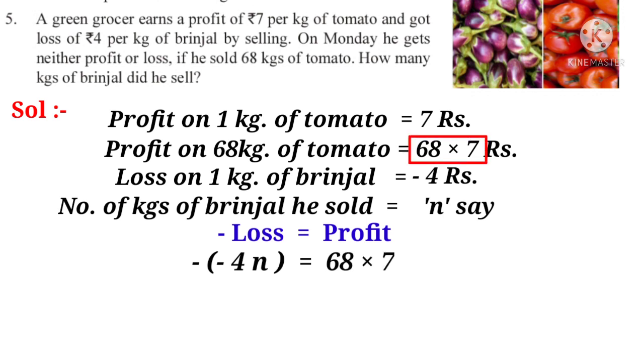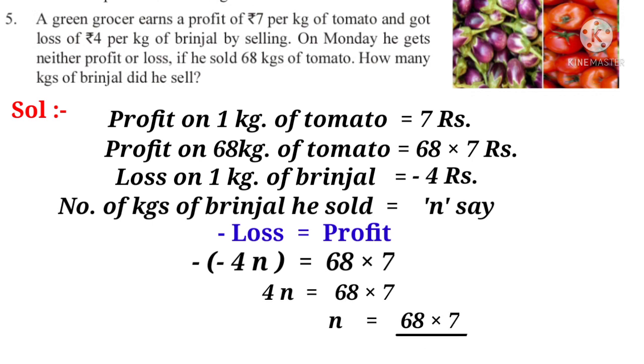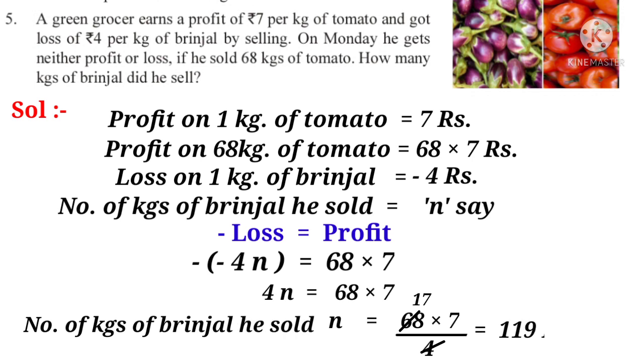Now minus bracket indicates into, so minus into minus is plus, so 4N is equal to 68 into 7. Now N is equal to 68 into 7 by 4. On simplification by 4, 4 17 ja. So number of kilograms of brinjal he sold, N is equal to 17 7 ja, 119 kilograms.